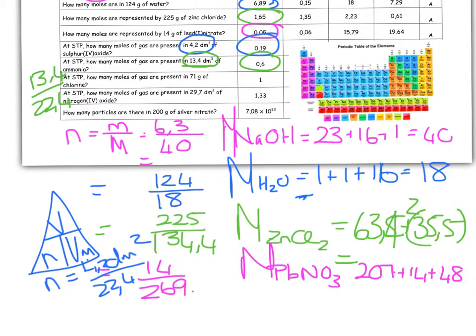How many moles are there in 71 grams of chlorine? Now, 71 grams is a mass, so you now need to go back into mass over molar mass, and that is going to be 71 divided by 71, and you land up with exactly 1 mole. At STP, how many moles of gas are present in a certain volume of nitrogen 4 oxide? And I'm back into the number of moles is volume over molar volume. So it's 29,7 divided by 22,4, and you land up with 1,33.